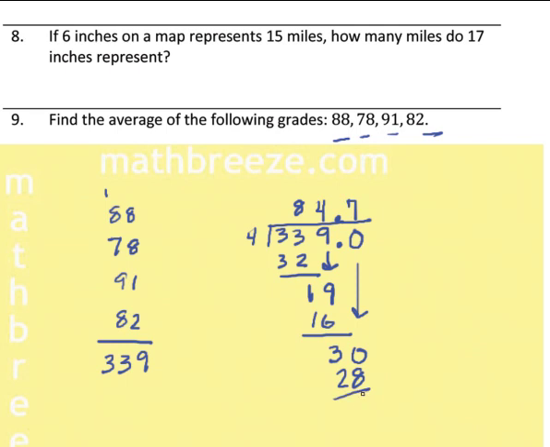All right, we still don't have an even division. Let's try adding another 0. Maybe the division will stop. Bring that down. And now we have an exact division. 4 goes into 20 exactly 5 times. So there's our average, 84.75.